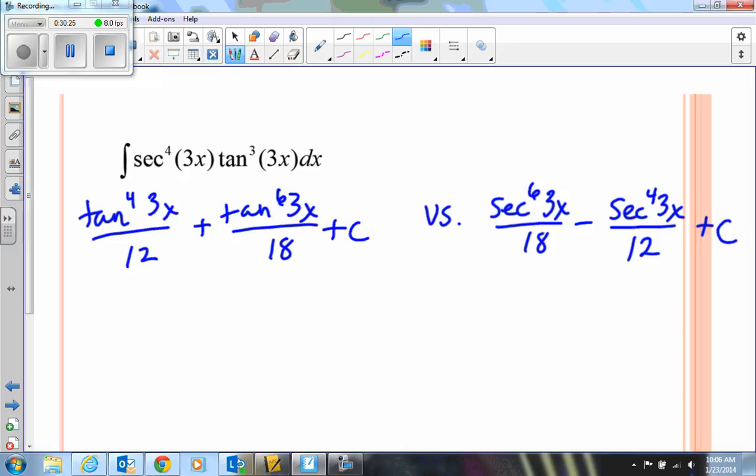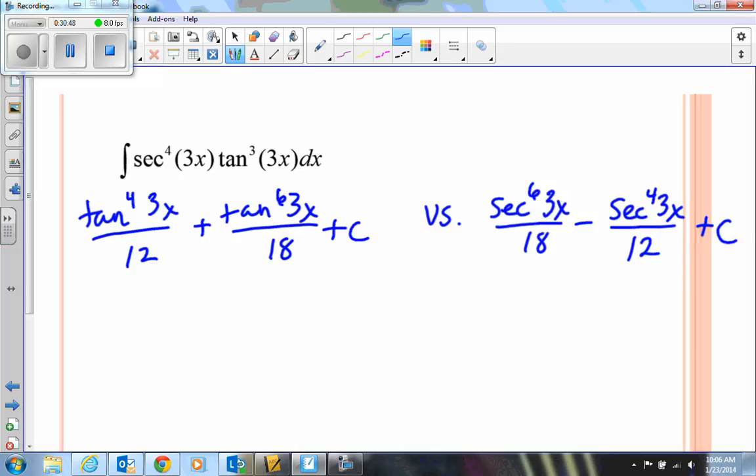Okay. If you pulled out over here the secant squared, this is what you should have gotten. If you pulled out a secant x tan x, this is what you should have gotten. Both are right. It's the same thing.